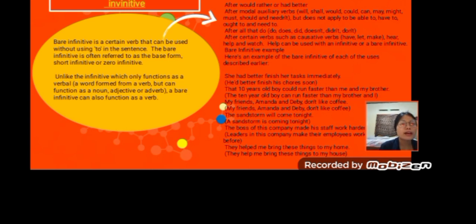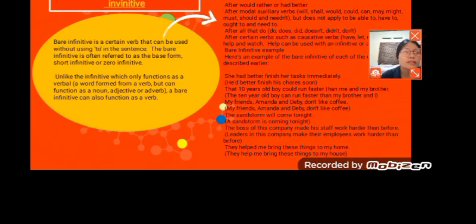Example. Here are examples of the bare infinitive for each of the uses described earlier. The first: she had better finish her task immediately. He had better finish his excursion. The 10-year-old boy could run faster than me and my brother. The 10-year-old boy can run faster than my brother and I.